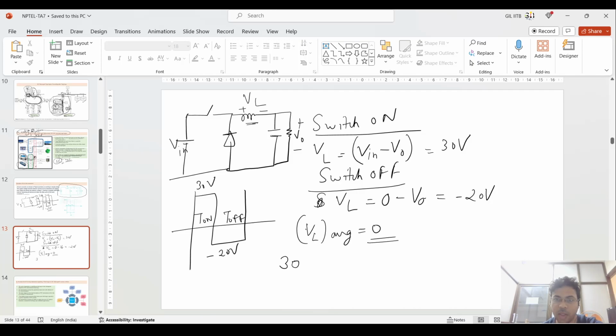So how will you solve this? Using the power balance equation. The power balance equation says that 30 volt times dt plus minus 20 volt times 1 minus dt is equal to 0.